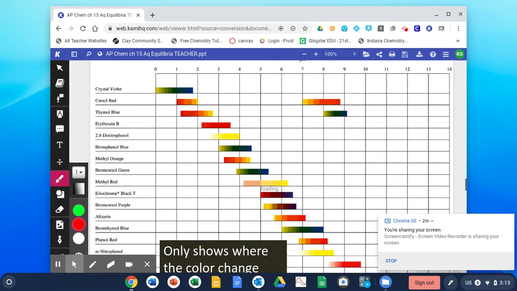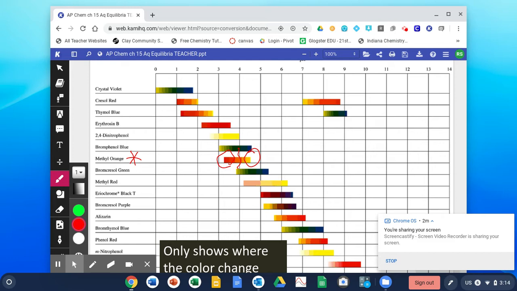This is a chart in your book. And to answer some of the questions I'm assigning you, you're going to want your book open to this page. Here's one of the indicators we've used, methyl orange. And you see that it's yellow above 4, at 4 it's orange, and below 4 it's more red. And so that's how you start to read these charts.